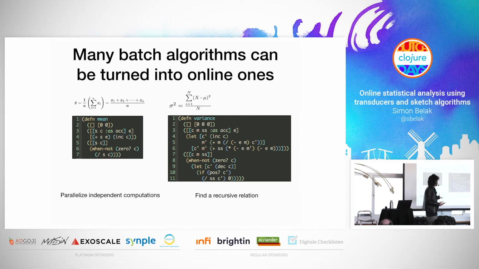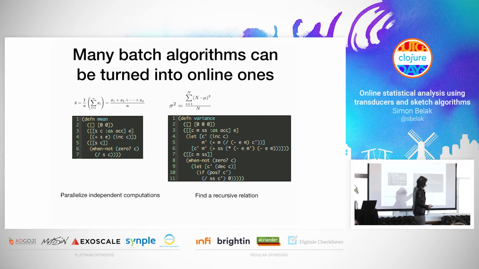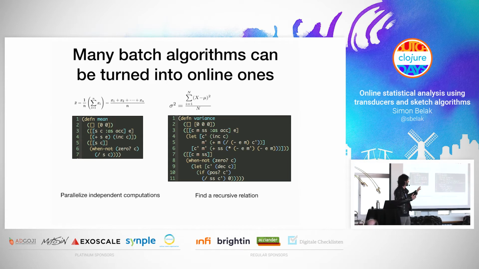more complicated: you find some kind of recursive relation in your definition and rewrite your definition as a recursive relation. There is no one-size-fits-all formula here, and I'm not going to delve too deeply into calculating the variance here, but roughly the idea is that this difference between the x and the mean, we can do recursively if we formulate this as summing up the differences between those two.